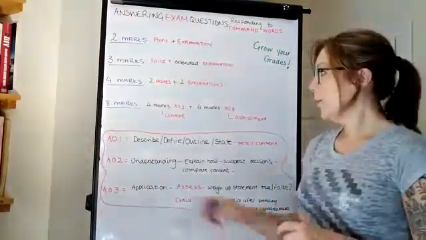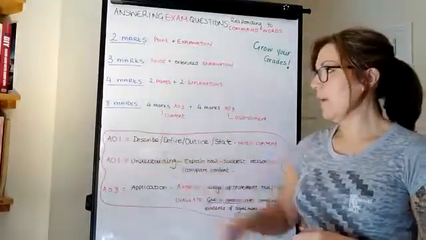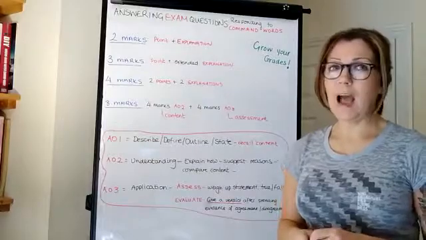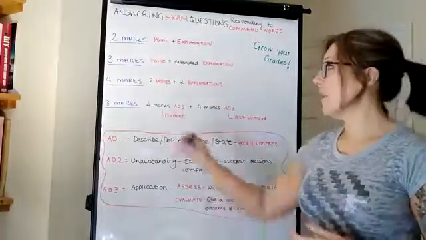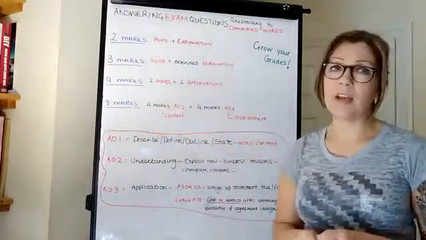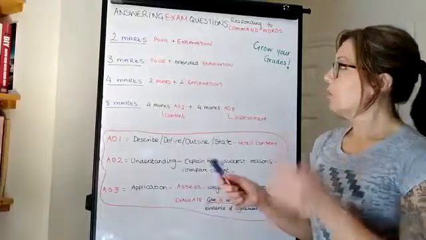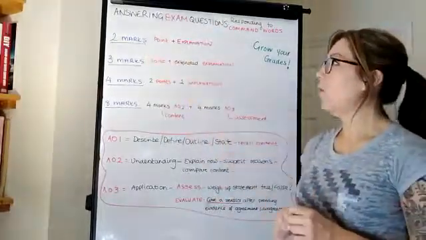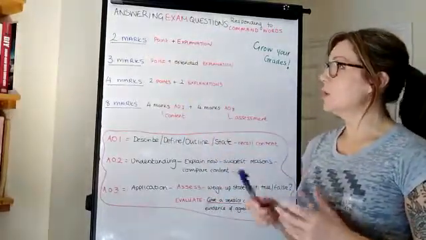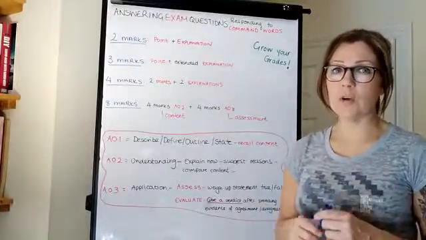And then I thought I'd spend a little bit of time looking at the AOs and how you respond to the AOs and how you get the marks, especially for these longer answers, which are kind of 8-mark answers. So let's jump right in and look at how you answer and get the marks for 2 and 3 mark questions, which are the shorter questions.